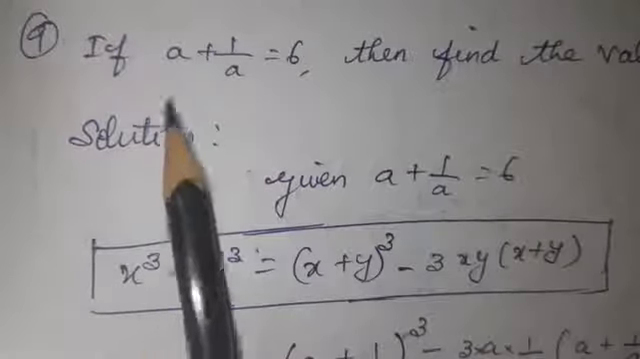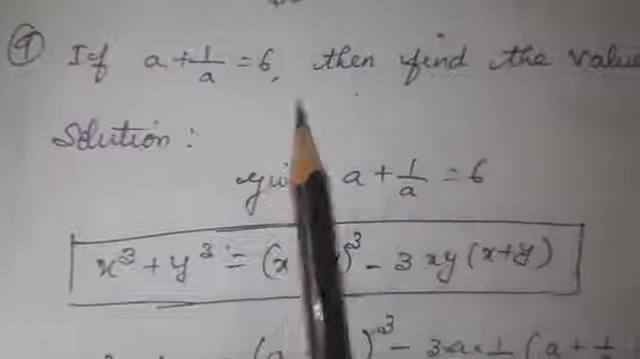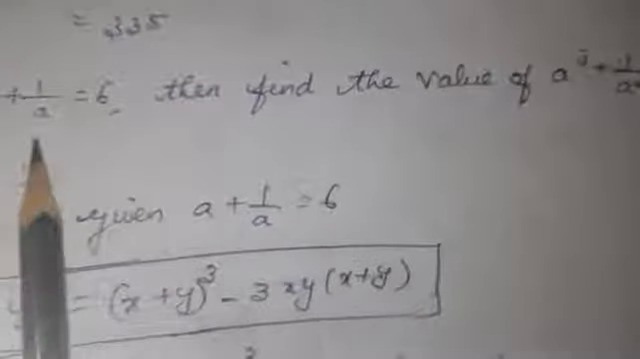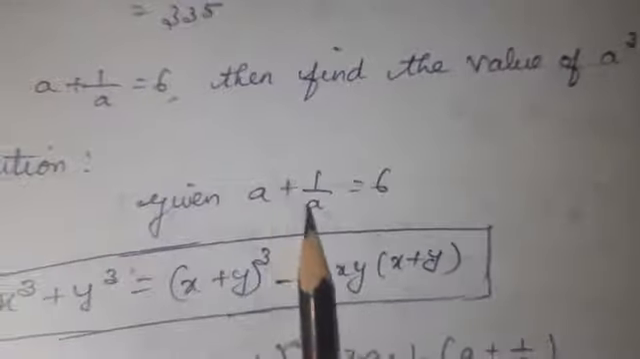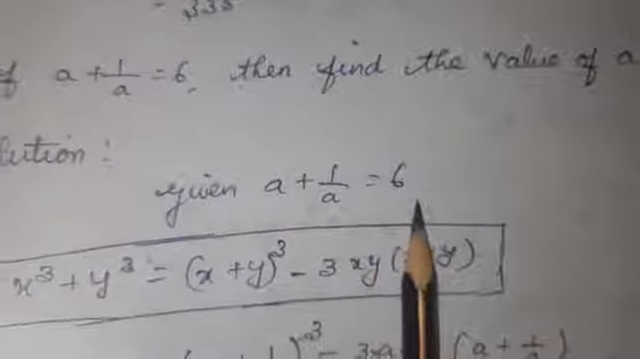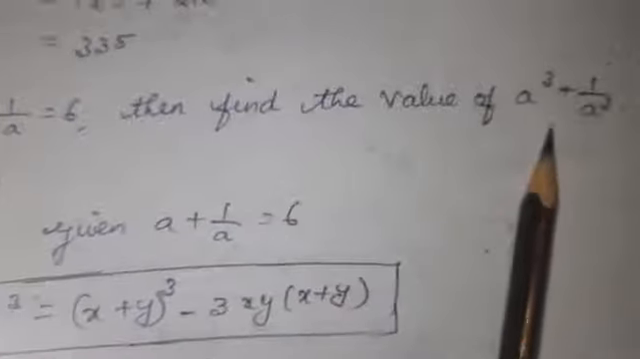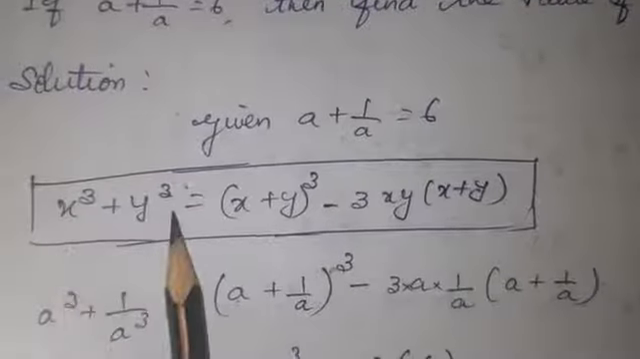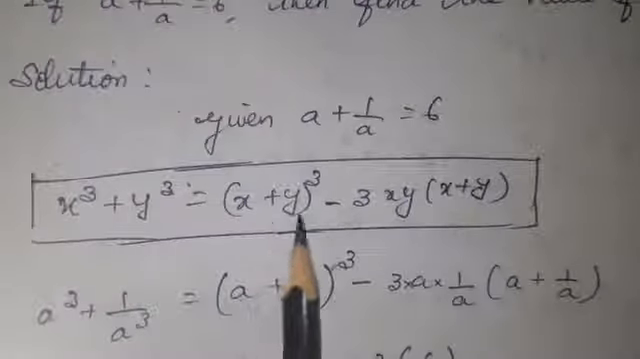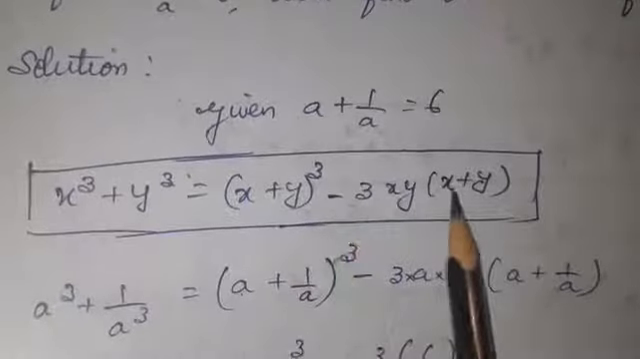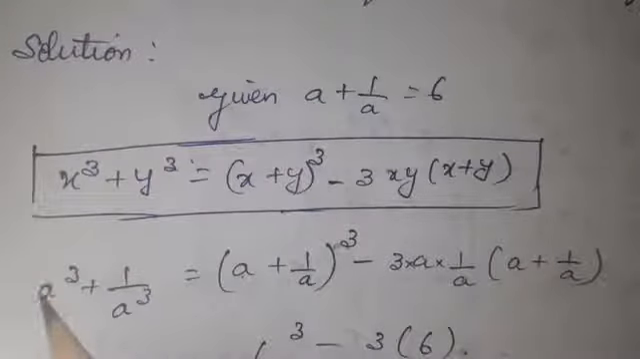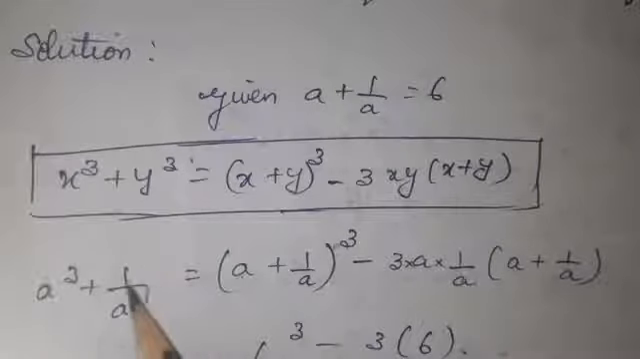Next question, if a plus 1 by a is equal to 6, then find the value of a cube plus 1 by a cube. The given in our question is a plus 1 by a is equal to 6. The question is a cube plus 1 by a cube. This formula is x cube plus y cube is equal to x plus y the whole cube minus 3xy into x plus y. In x place you have a, in y place you have 1 by a.